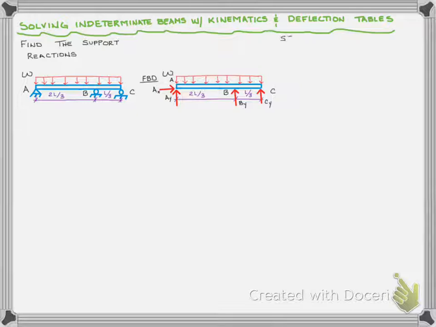So obviously our first step, we can just jump right in and do our statics. And the easiest equation to start with would be to sum forces in the X equal to 0. And so of course AX is going to be equal to 0.